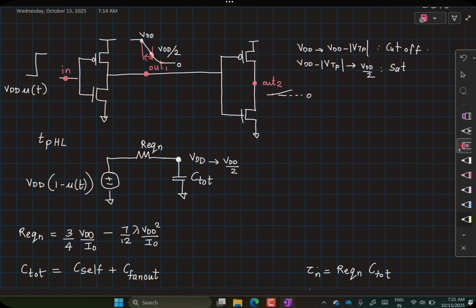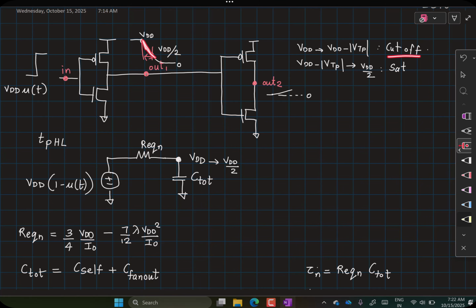Out1 contributes to the VSG of this PMOS transistor. So the VSG of this PMOS transistor is basically going from 0 till mod VTP in this case. And then from mod VTP, it is going all the way down to VDD by 2. So the PMOS transistor will not remain in cutoff throughout this whole region.